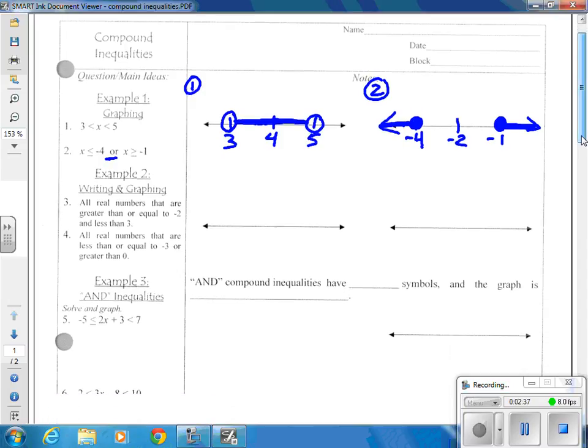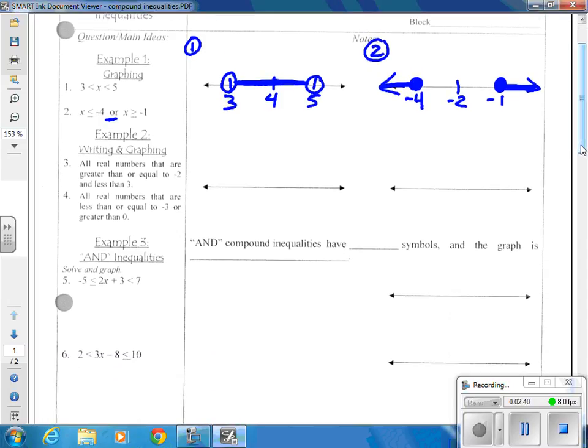Okay, so for numbers 3 and 4, now you're going to have to practice writing them from words and numbers, and then from that turning around and graphing them. Sometimes this is one of the trickiest things to do for students. So pay attention carefully to your wording and make sure that you're doing them correctly.